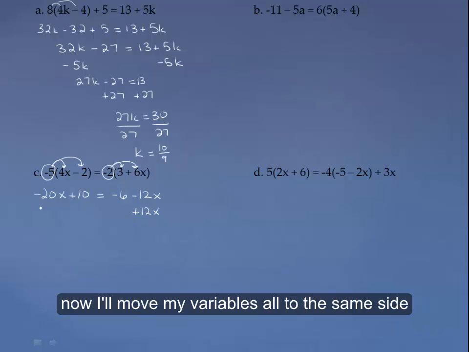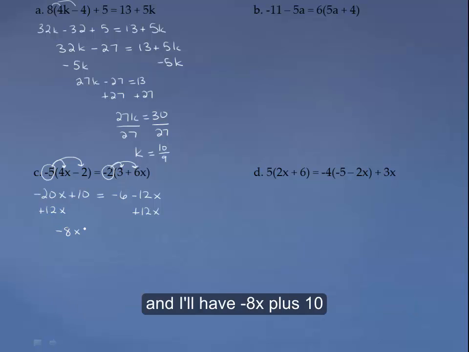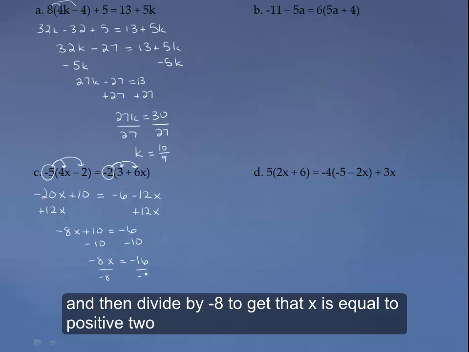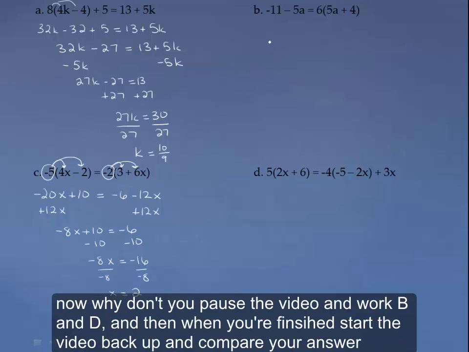Now I'll move my variables all to the same side. And I'll have negative 8x plus 10 is equal to negative 6. Subtract 10 from both sides, and I'll have negative 8x is equal to negative 16. And then divide by negative 8 to get that x is equal to positive 2. Now why don't you pause the video and work B and D, and then when you're finished, start the video back up and compare.